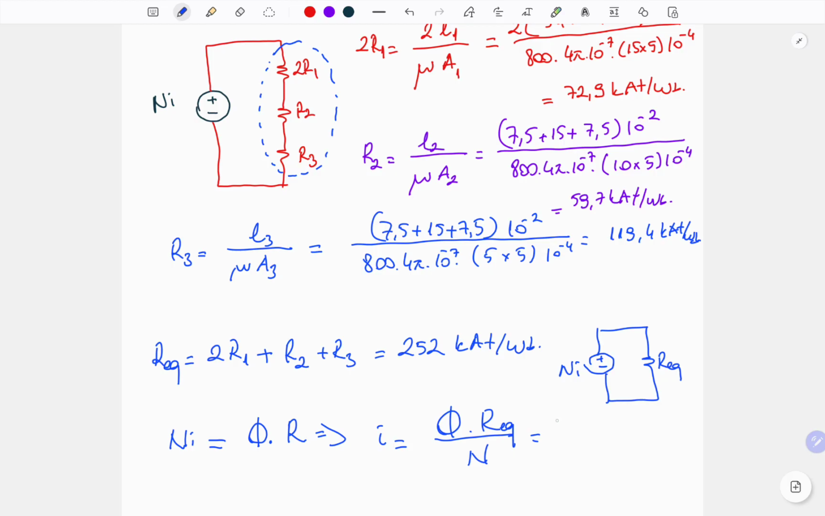So the flux is given as 5 milliweber, and the equivalent reluctance has been calculated as 252,000 because of kilo, and the number of turns is 500. So from here, you can find the current as 2.5 amperes. That means if you want to produce 5 milliweber flux inside the core, according to the given dimensions and properties, you must apply 2.5 amperes to the winding.